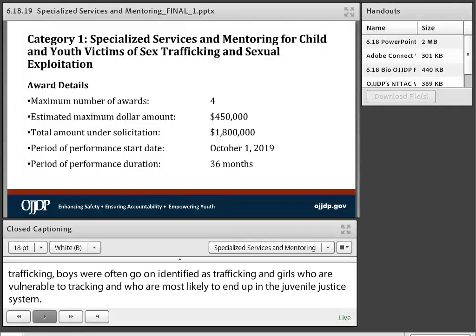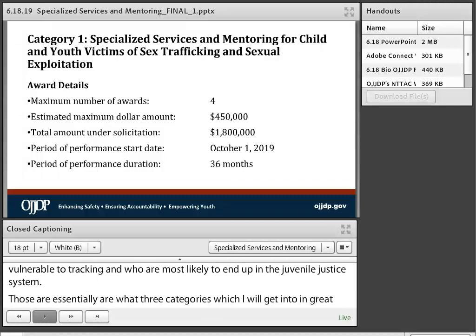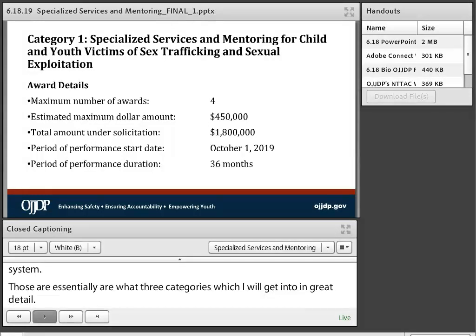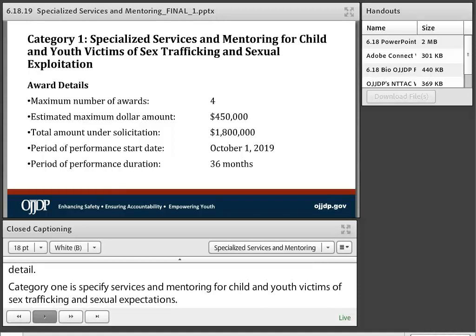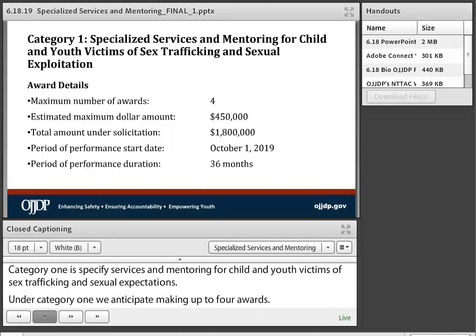So category 1 is specialized services and mentoring for child and youth victims of sex trafficking and sexual exploitation. Under category 1, we anticipate making up to 4 awards. The maximum dollar amount for each award is $450,000 for a total of $1.8 million.